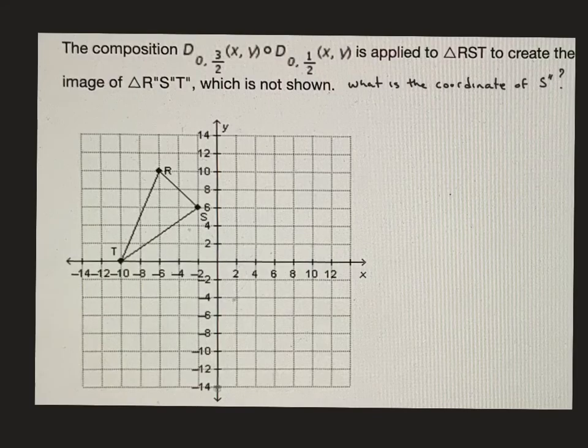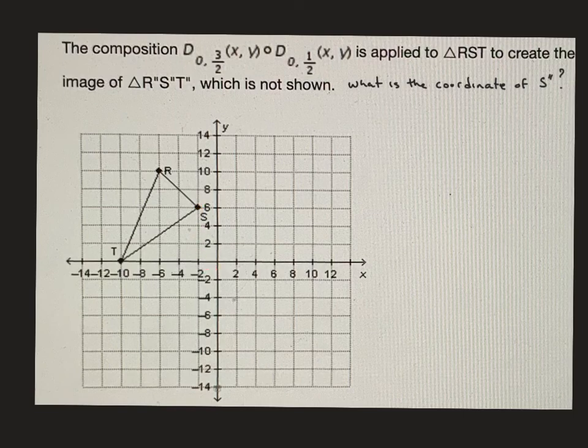Okay, so looking at this composition, it looks like we have two dilations. The dilation from the origin with scale factor of 3/2, and then the dilation from the origin with scale factor of 1/2, is applied to the triangle RST to create the image R''S''T''. So it's that second dilation, which is not shown, of course. So what is the coordinate of S''? Well, the current coordinate of S is going to be right here, which looks like it's going to be (-2, 6).